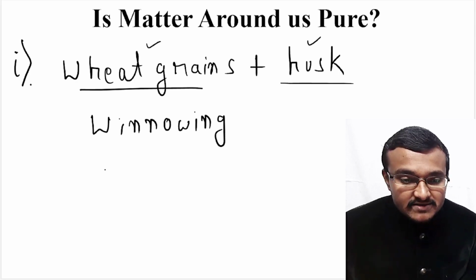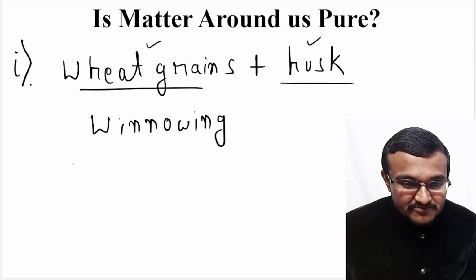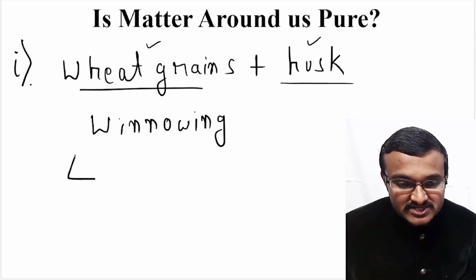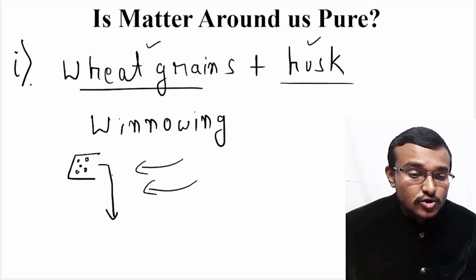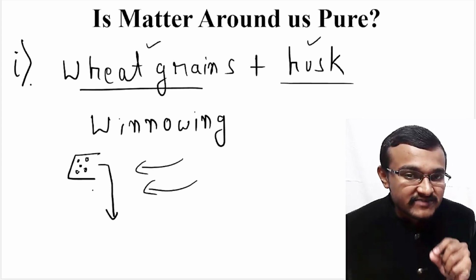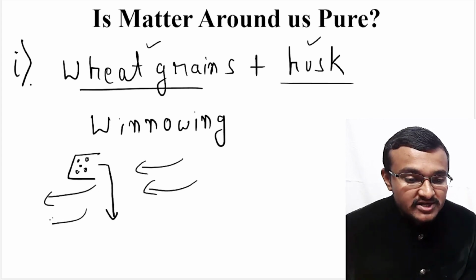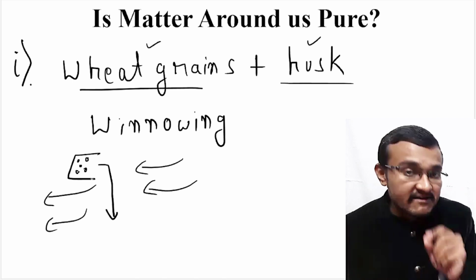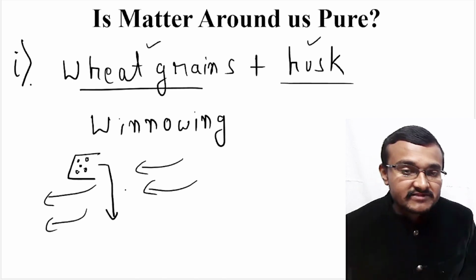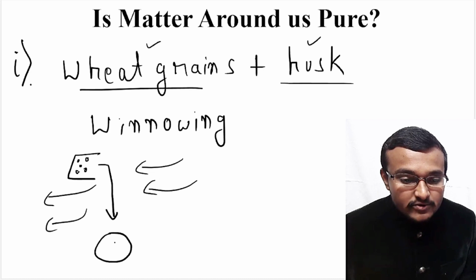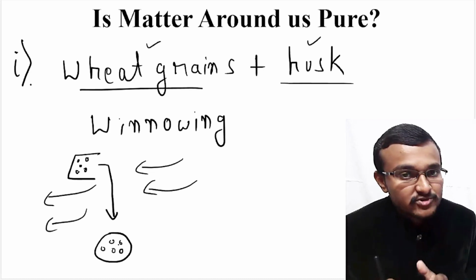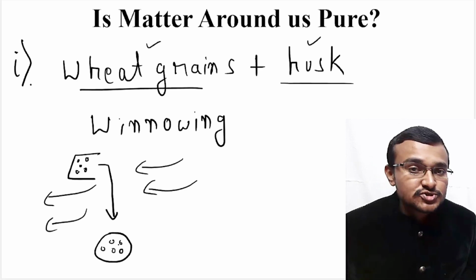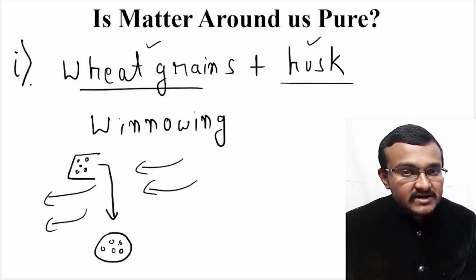It is a particular method where you will actually drop this particular wheat grains which are mixed with husk from a very high level, and you should make sure that wind is sufficiently blowing. So the husk which has very less weight will be blown away in this particular wind, and the wheat grains which are heavy will not get blown away with wind, they will just fall onto the ground. So here you can actually collect the wheat grains. So this process is known as winnowing process. This is the method which is used to separate wheat grains from husk.